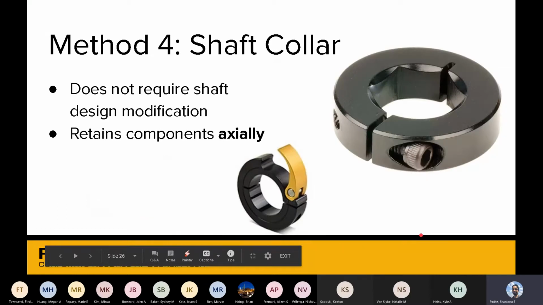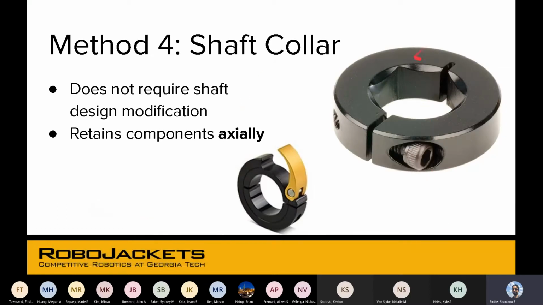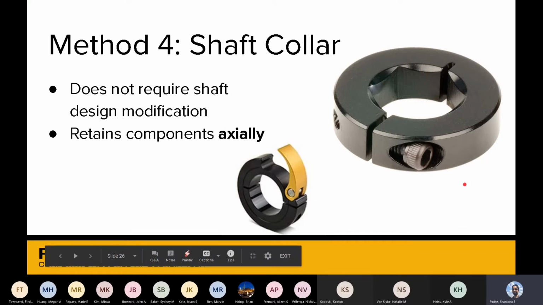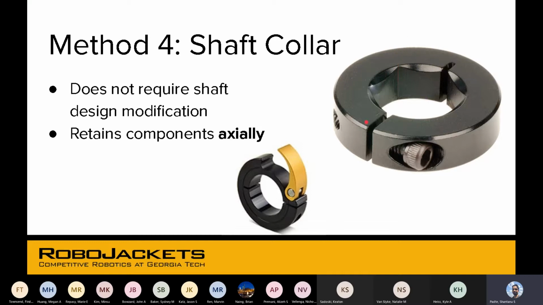A shaft collar can be used on any kind of shaft. You don't need to modify the shaft, it doesn't need to have a flat surface or anything. You just tighten this screw over here, or you buckle this part over here, and you can prevent things from moving axially as it gets tighter.